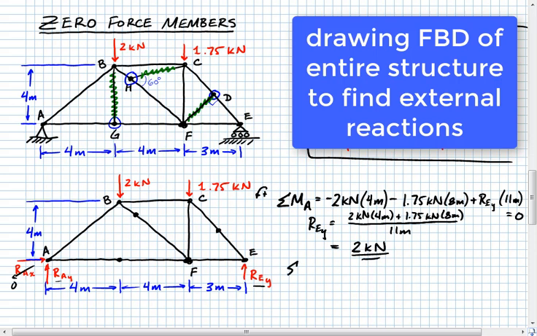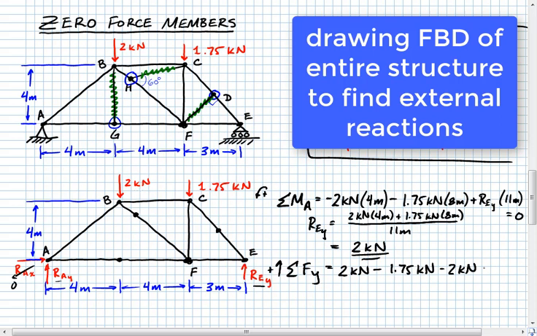The next thing we can do is sum forces in the Y direction, taking upward to be positive. When we do that, we'll look at all the different forces that act in the Y direction. First of all, we have REY, which again was 2 kilonewtons, so I'll put that in here, 2 kilonewtons, minus 1.75 kilonewtons. All right, and then minus another 2 kilonewtons. That's this force up here.